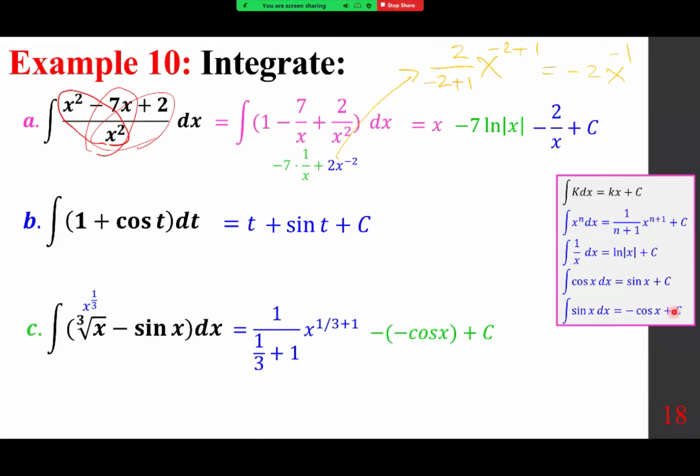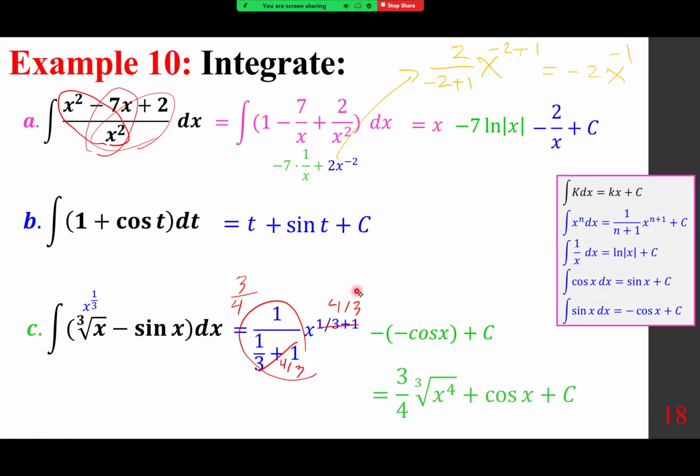We are looking at this one, everybody. And so what happens here is that this is 4/3. The reciprocal of that is 3/4. Now 3/4 x to the power of 4/3, we write it as 3/4 cube root of x to the power of 4. Negative and negative gives us positive, and a constant.